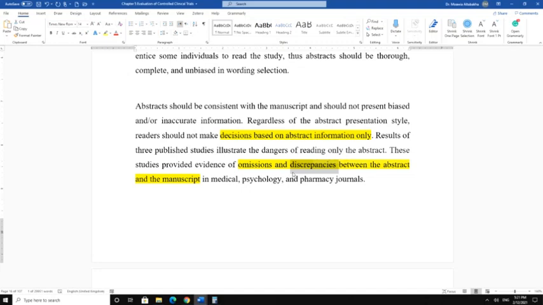Also, they found differences between the abstract and the rest of the manuscript. Discrepancies, meaning numbers here are different from the manuscript. In the abstract, the numbers are different, etc.